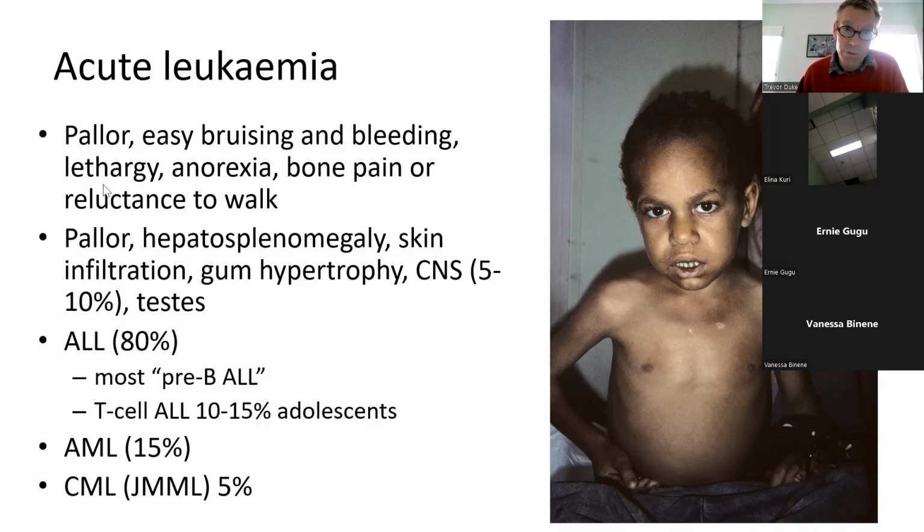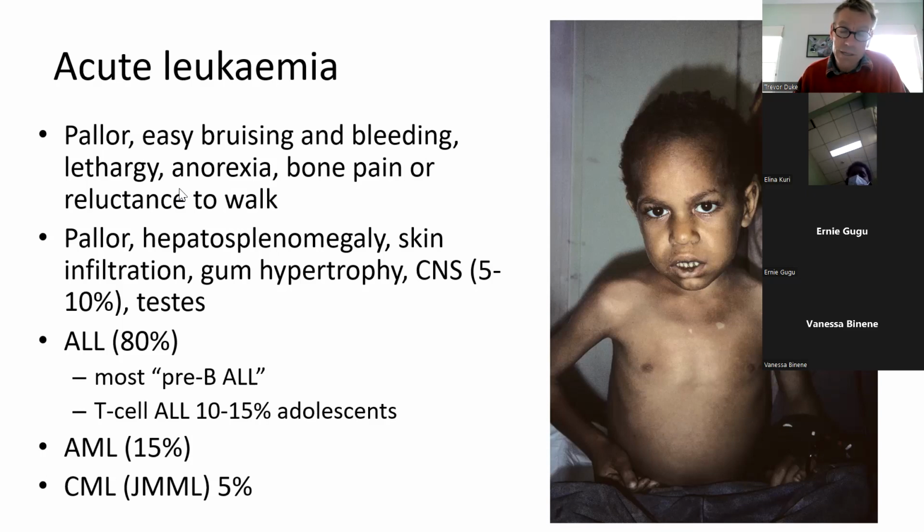And those children present usually with pallor. The reason they present with pallor is because the bone marrow is full of those cancerous lymphoblasts, and so there's not enough room for the bone marrow to be making red cells. They often present with easy bruising and bleeding, because the bone marrow is full of lymphoblasts, the cancerous lymphocytic cells, and there's not enough platelets. And so because of the low platelets, children have early easy bruising or bleeding.